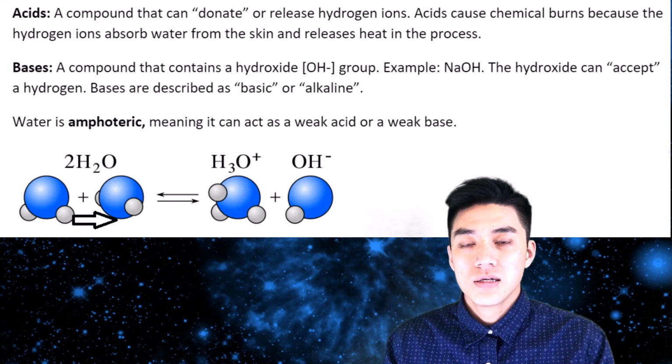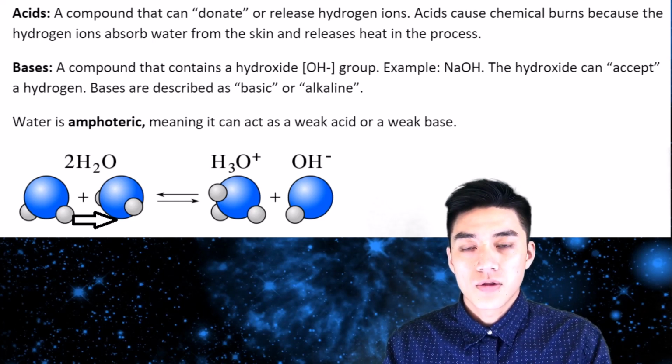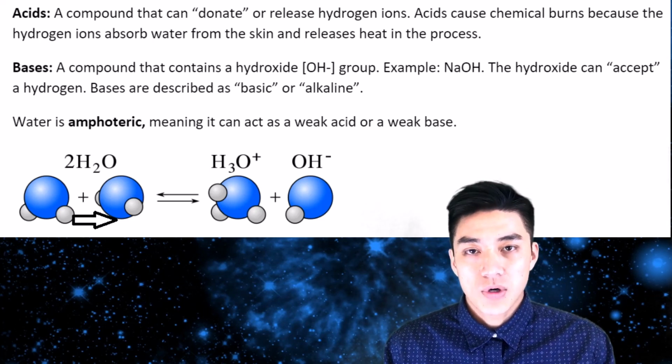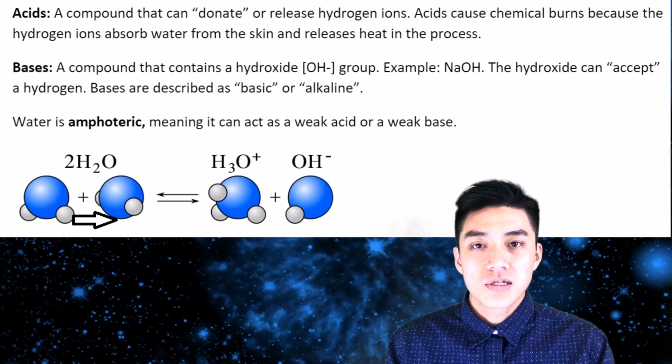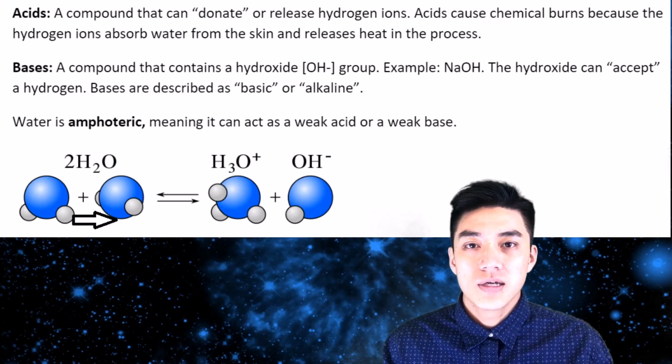An acid is any compound that can release hydrogen ions, or in other words, a proton. A base, on the other hand, receives that proton, or it takes on hydrogen ions. So by definition, water is amphoteric, which means it can act as both an acid and a base.